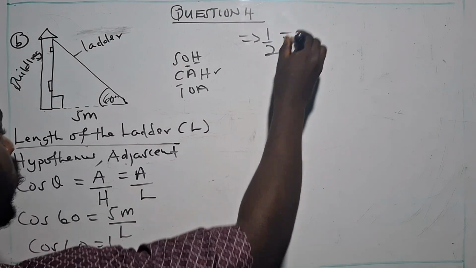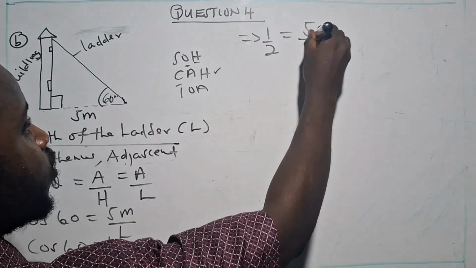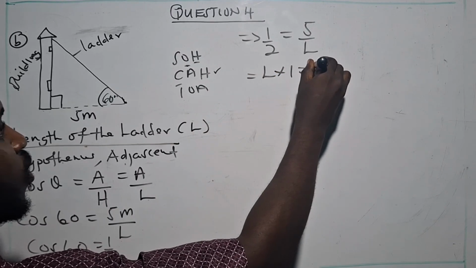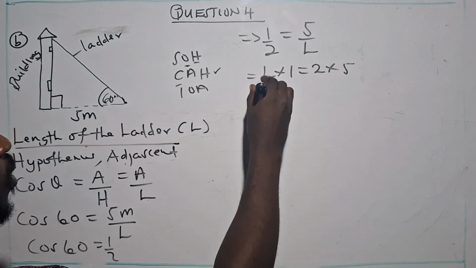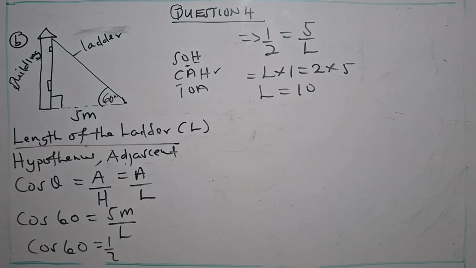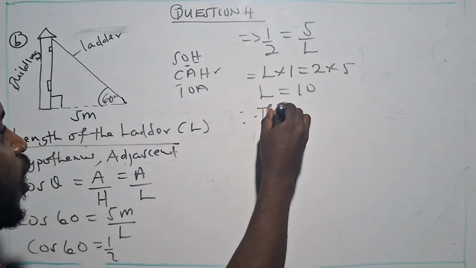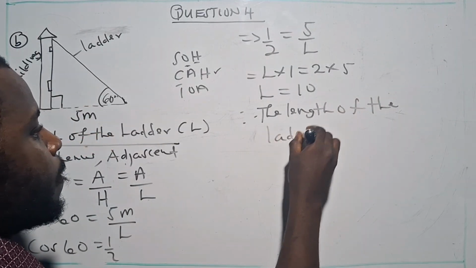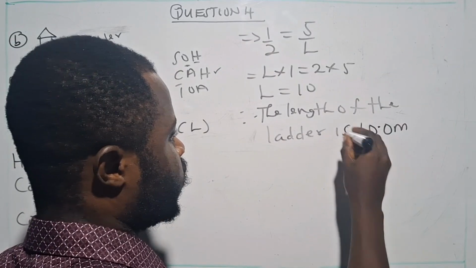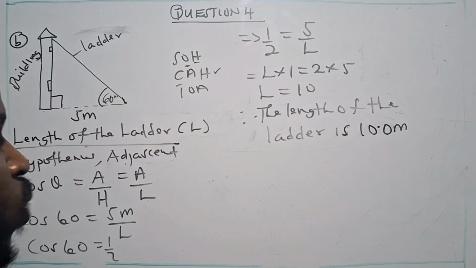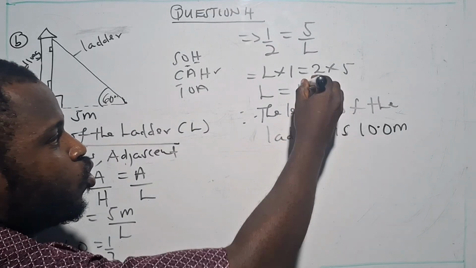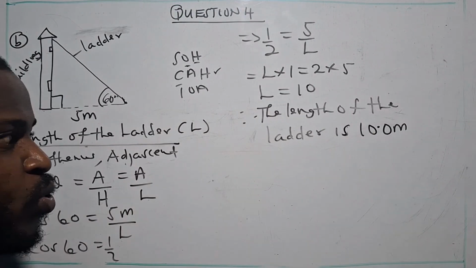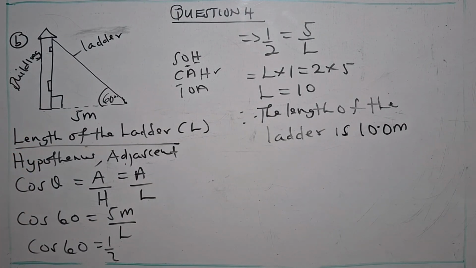So we have half is equal to the adjacent, which is 5, over the length of the ladder, L. So we are going to have L times 1 equal to 2 times 5. So L is 10. Therefore, the length of the ladder is 10.0 meters. Since they say we should leave it in one decimal place, even if you get a whole number, you have to bring your 0.0. This is very technical. If you forget to bring the 0.0, you will lose a mark for that.